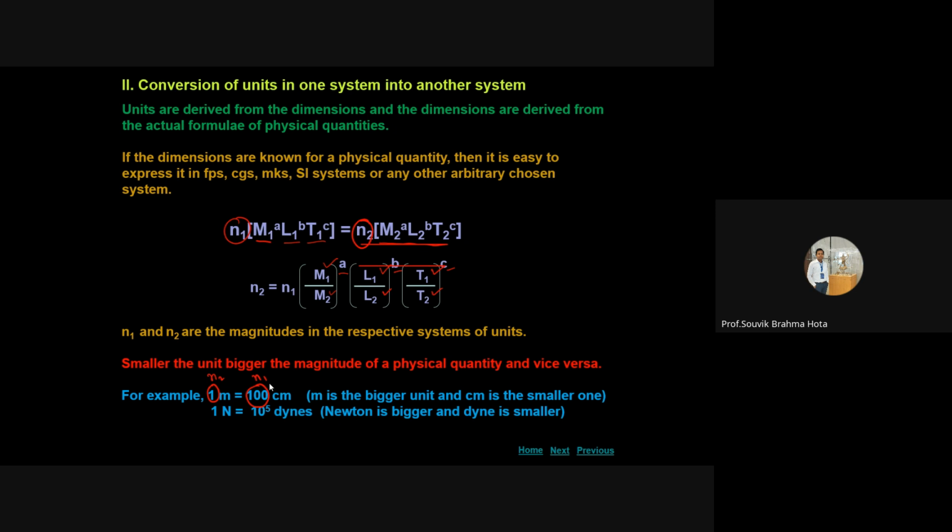1 Newton is equal to 10 to the power 5 dyne. Newton is the bigger unit, so it has a small magnitude, and dyne is the smaller unit, so it must have a greater magnitude so that it can be equated. When you compare a bigger unit system with a smaller unit system, the magnitude for the bigger unit should be small, and the magnitude for the smaller unit should be big.